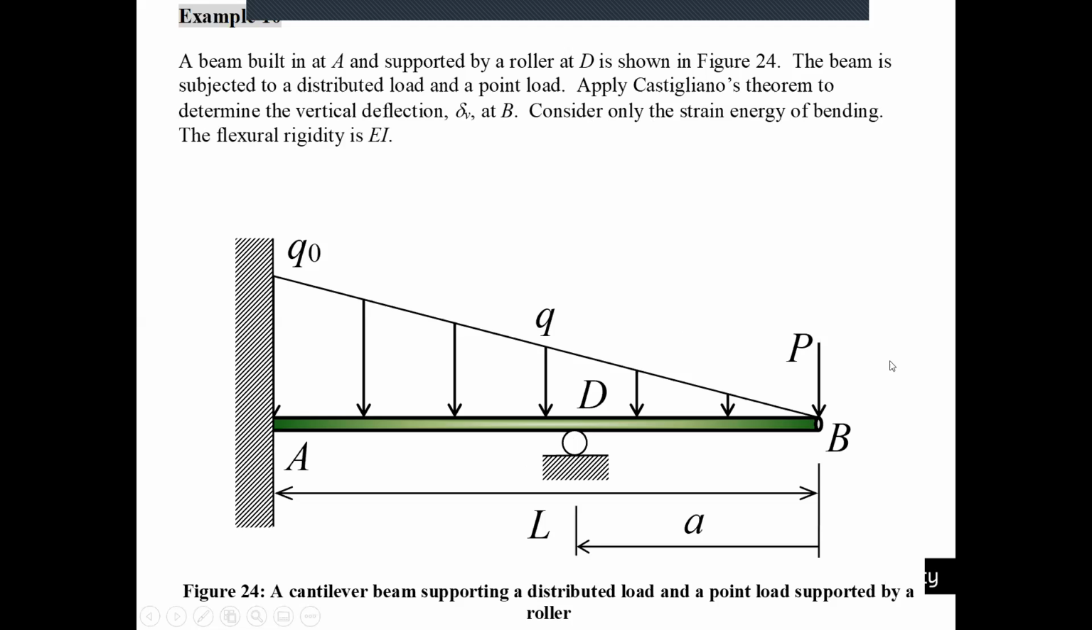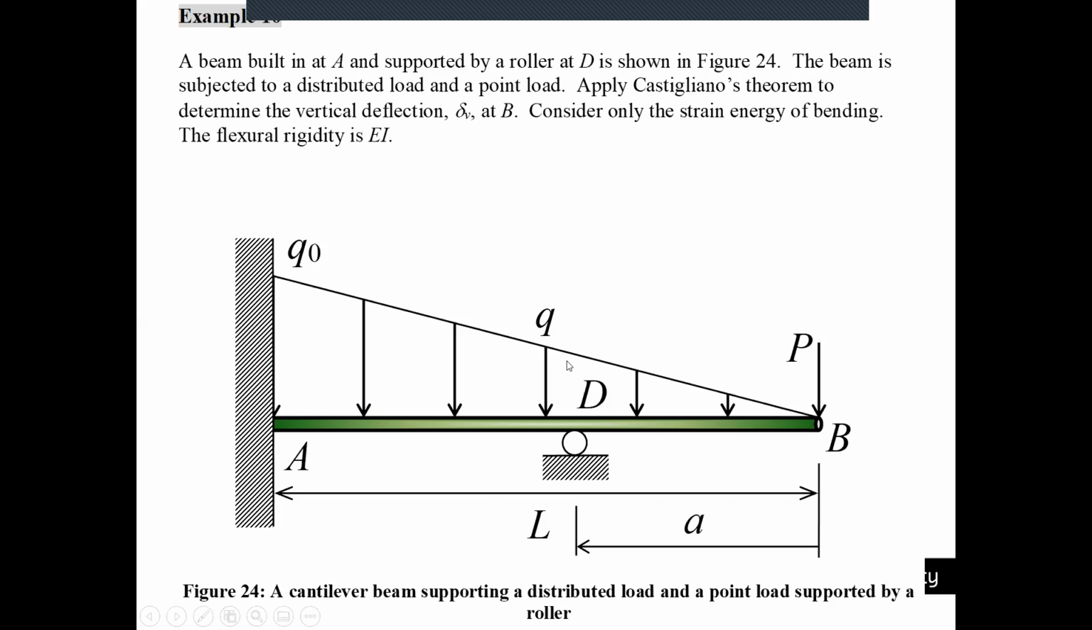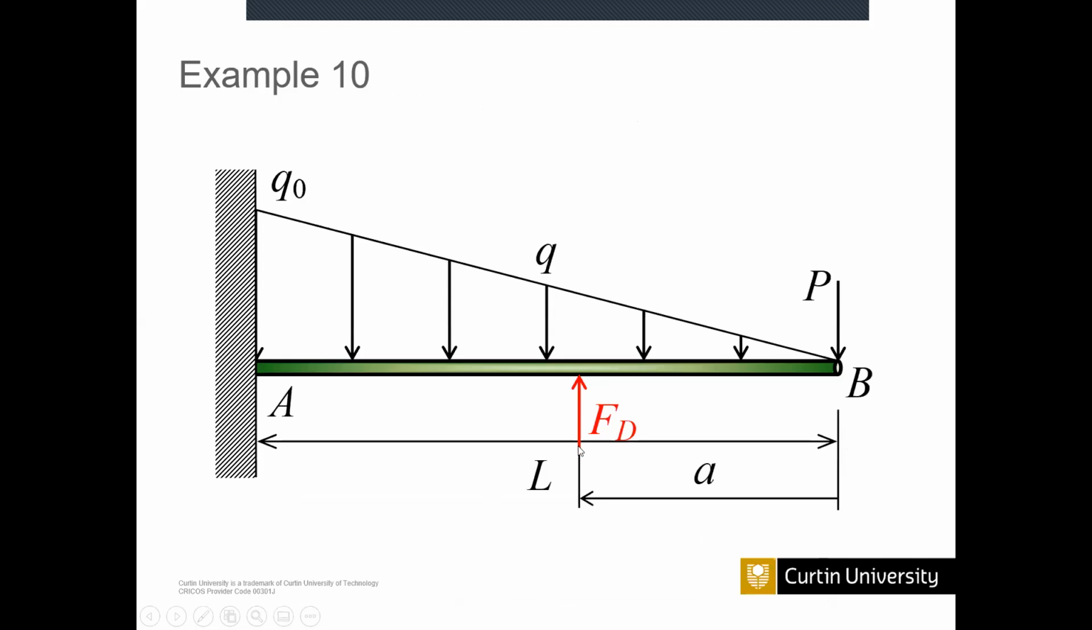So let's see how we can deal with this kind of question. You know the length A, so 0 to A and A to L are different regions. Let's see how we can deal with it. There are reactions. You need to first, even though there is a roller support, this is the reaction. With the roller support, there is only a vertical force FD.